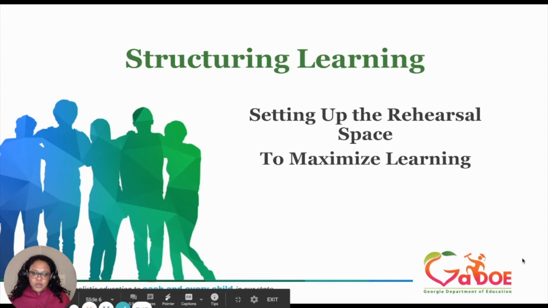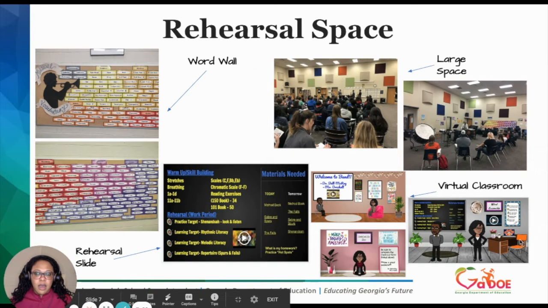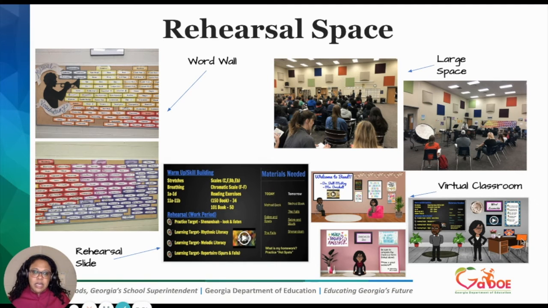So, setting up the rehearsal space to maximize learning. I've heard a lot of people talk about how they set their chairs and all of these things. Well, I have certain things that have to happen in my band room. As you can see here, my band room is a really big space. We have a very high ceiling. It's a pretty large band room. I'm really lucky. We have a full percussion room with lots of storage. We have a low brass room, a woodwind room, a guard storage room, two practice rooms, and a drum set room. And so we have a lot of space.